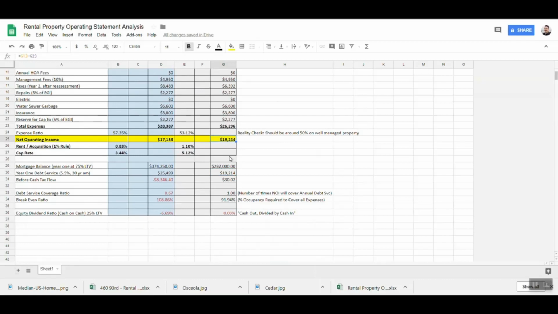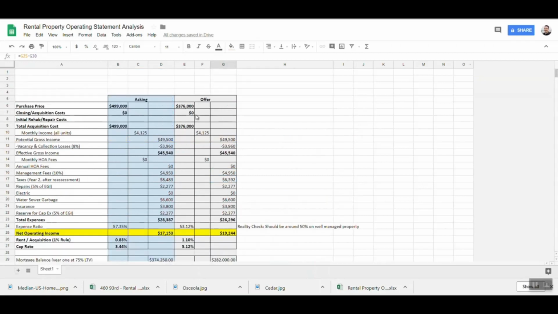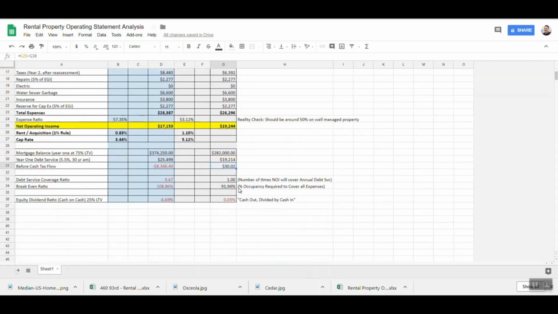We're earning a whopping $30 per year on our investment of $376,000, or at least 25% of that, which was our down payment, which ultimately gives us a 0.03% return on this cash. You'd be better off putting it in a savings account.